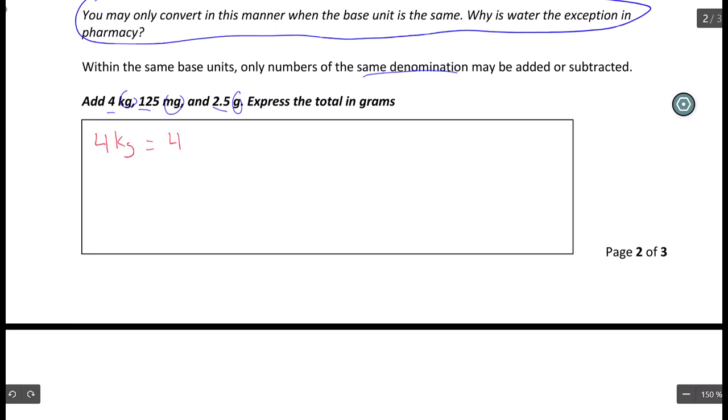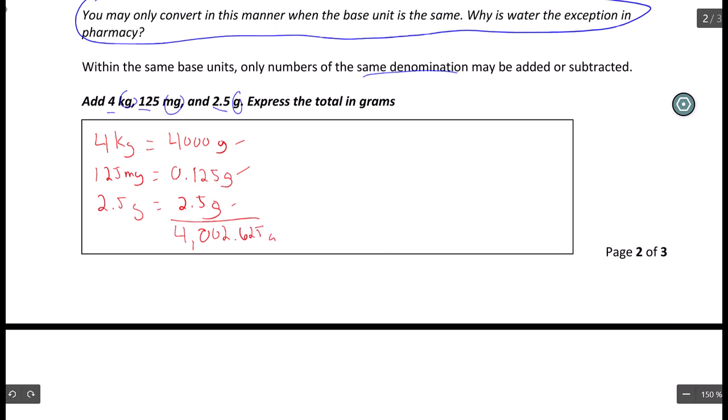I'm going to take my 125 milligrams and move my decimal point over 3, so I have 0.125 grams. And my 2.5 grams, I'm going to keep as 2.5 grams, because the units that I have everything in over here is in grams. So because all this is grams, I can add them together. If I add them together, I get 2.625 grams, which is what I should get.